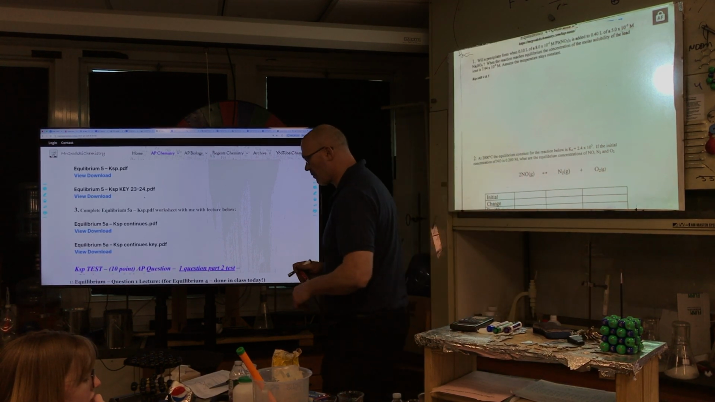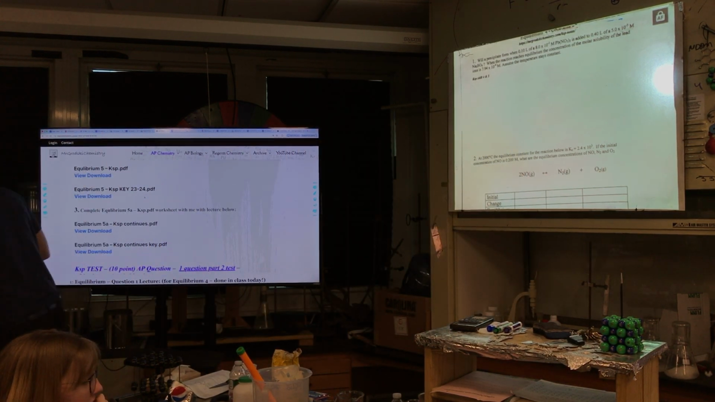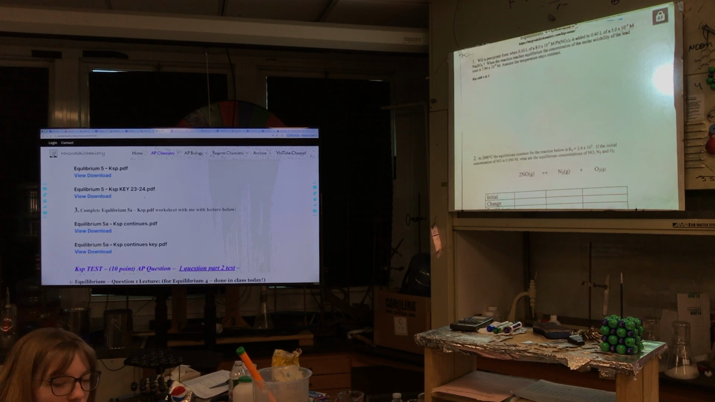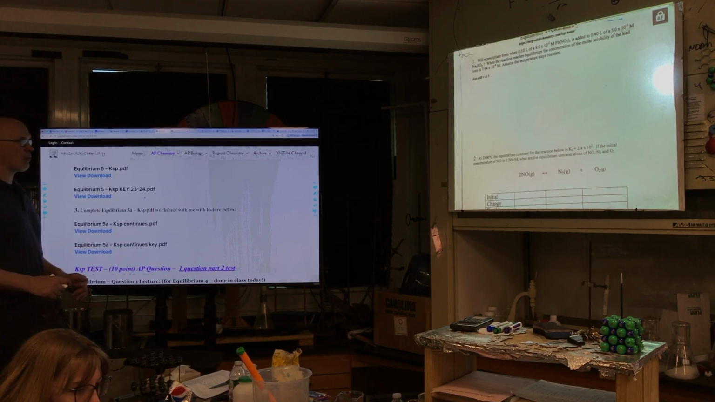Okay, in fact, I'm going to turn the fan off because probably the fan's going to interrupt. Transpiration lab going on there. Okay, so let's get right to it.